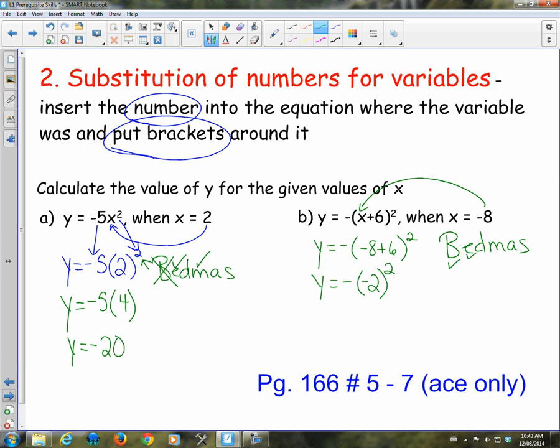Then I'm going to do my exponent. Negative 2 to the exponent 2 means negative 2 times negative 2, which is positive 4. And then I'm going to do my multiplying. Remember, we're too lazy to write that 1 down, but it really means negative 1 times 4. So I have negative 4.